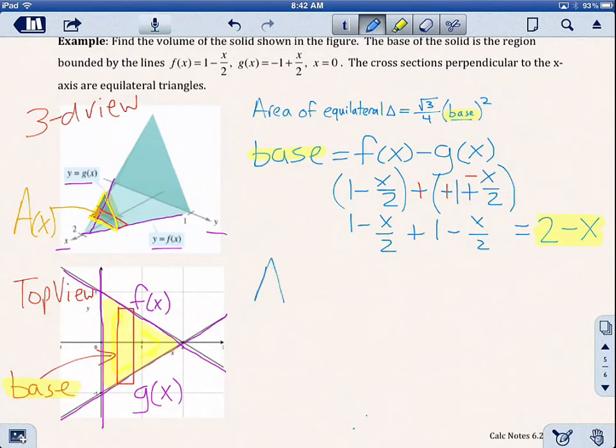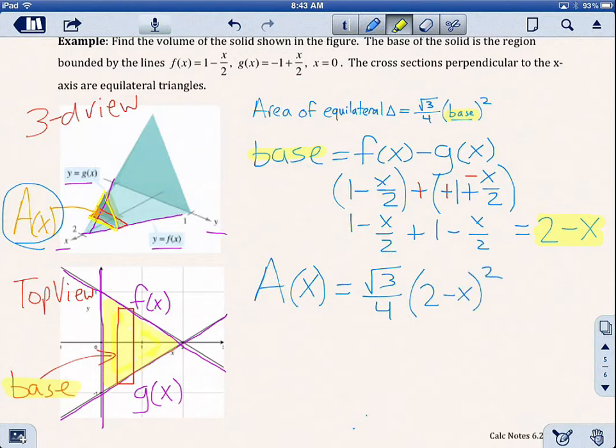So now if we're trying to find A of x, so the area of the equilateral triangle right here in terms of x, well, it's going to be the square root of 3 over 4 times the base, which is 2 minus x, squared. Okay, so really two things you have to do there. One, come up with your general equation for your cross-section, and then figure out how to write that as a function of x by looking at the functions that you're given.